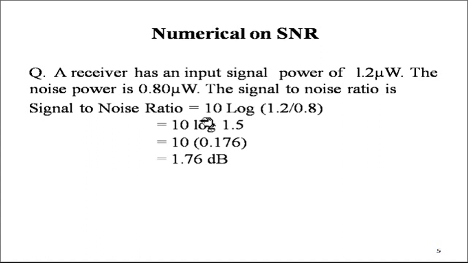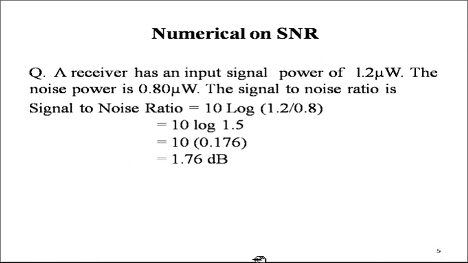We will find it out in decibels, and for finding out the signal to noise ratio in decibels, we know the formula. SNR in dB is equal to 10 log of signal power upon noise power. Here two values are given: signal power and noise power. Just taking its log, you will get the signal to noise ratio in decibels, that is 1.76 decibels. We have to just equate the values in the given formula.